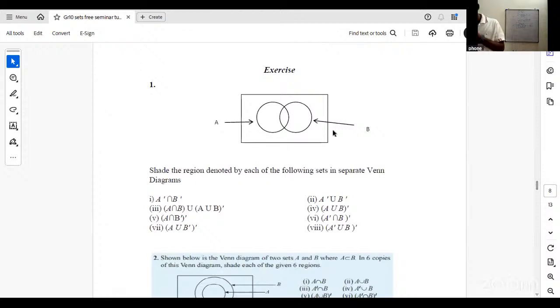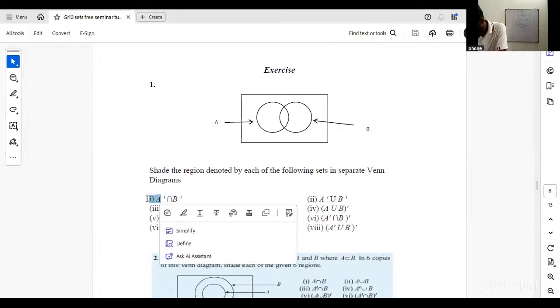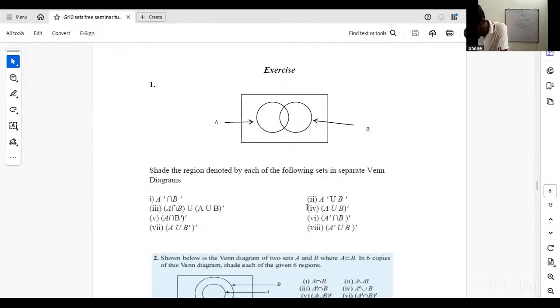Okay, so we have an exercise. So Karan, you can do this exercise first. Try the first question. First one, Roman numerals 1, 2, 3, and 4. Try these four. Show these regions by drawing the data. That is the problem.